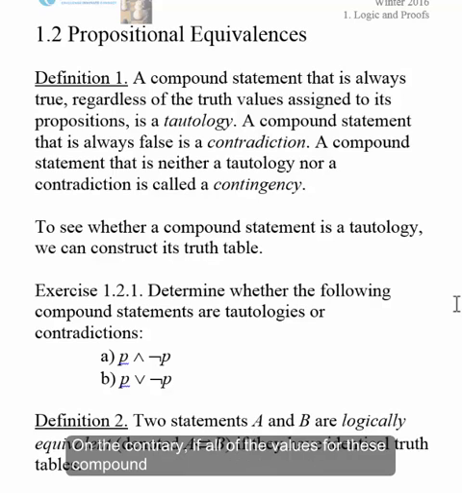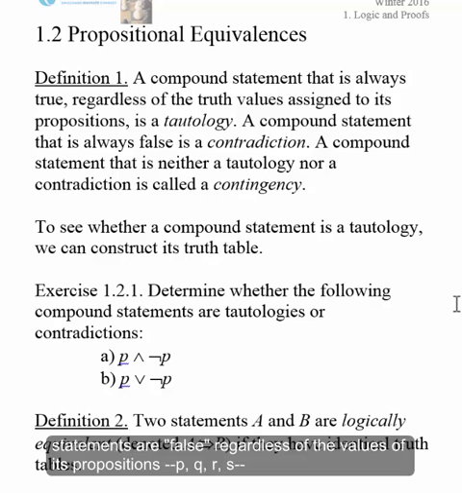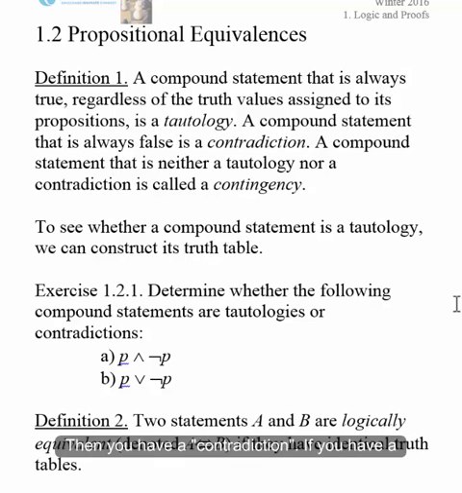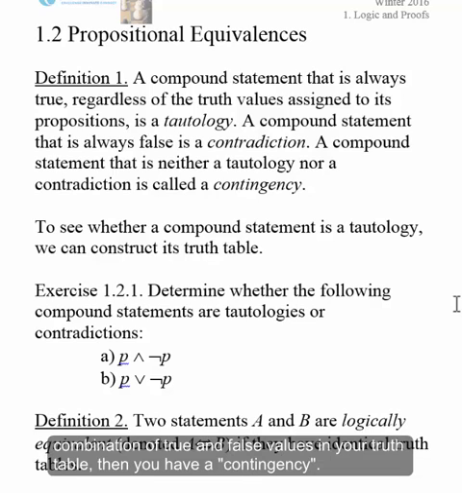On the contrary, if all of the values for this compound statement are false, regardless of the values of its propositions, P, Q, R, S, then you have a contradiction. If you have a combination of true and false values in your truth table, then you have a contingency.